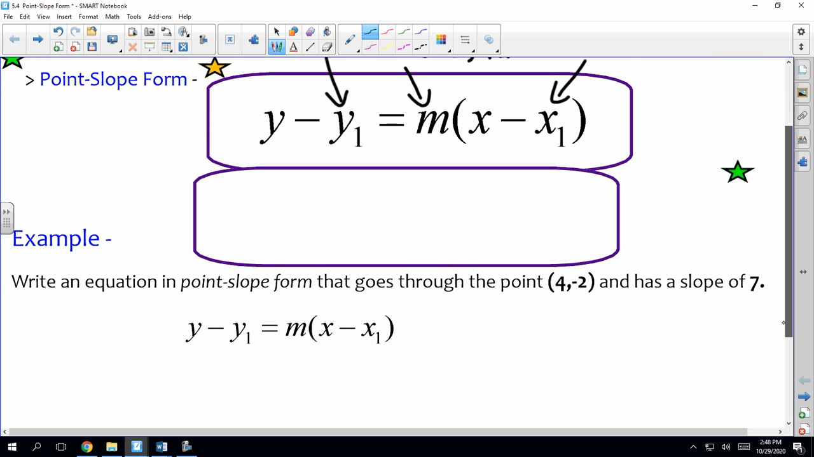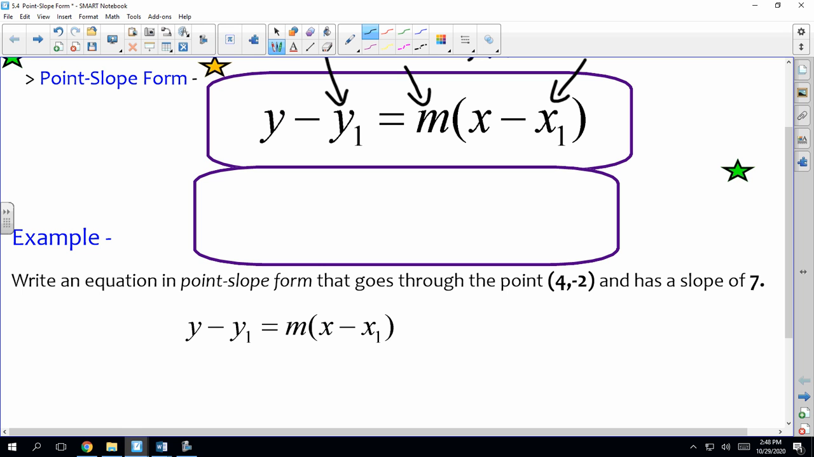So here's an example. We're going to write an equation in point-slope form that goes through the point 4, -2. So 4, -2, that's my x1, there's my y1, and has slope of 7. 7 is my m. So we're just going to plug in as we go here. So I've got y minus y1, which is -2. I'm replacing the y sub 1 with -2 from over here. And then I have equals. I'm going to replace m with 7. And then I'm going to replace x sub 1 with the 4 right here.